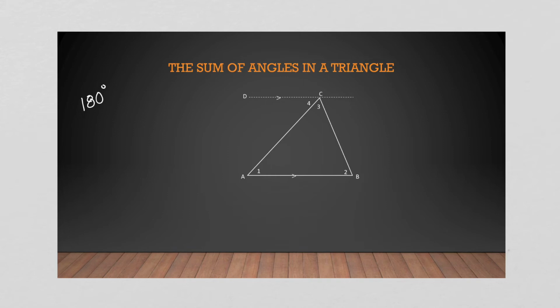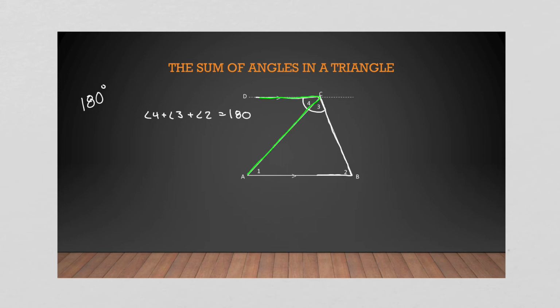So here we go. We've got a triangle ABC, and we've connected in a line going from D to C that is parallel to the line A to B. So we created that. Now, what do we know? We know that this angle here creates this shape, right? And from our co-interior angles, we know that angle 4 plus angle 3 plus angle 2 has to give us 180 degrees.